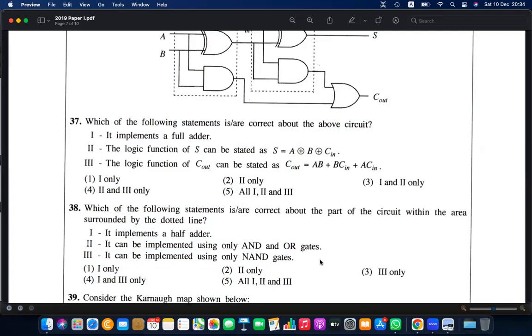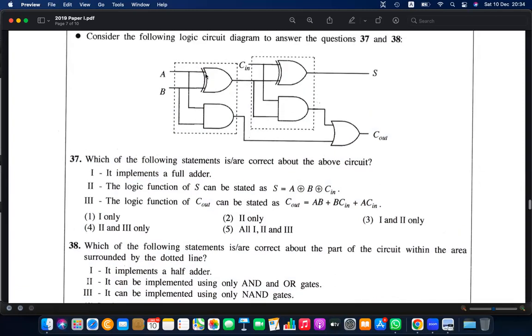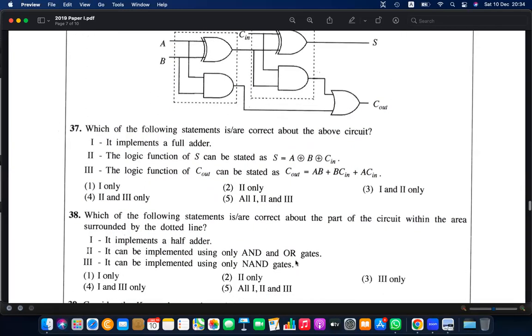It is a bit confusing, that is how they are written. Anyway, you can get the idea. Yes, using NAND gates you can implement that. So 1 and 3 are correct. Therefore, the answer is 4. But this one is using only AND and OR, and you can't, because there is XOR. In order to implement XOR, you need NOT gates also. Therefore, this is wrong. Without NOT gates, the answer is wrong. That is it.